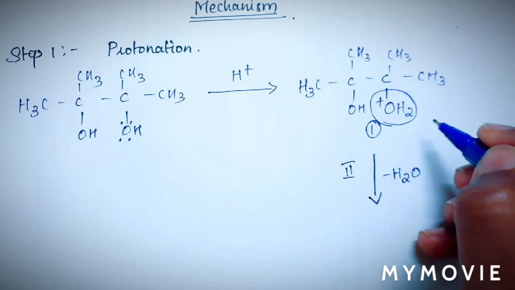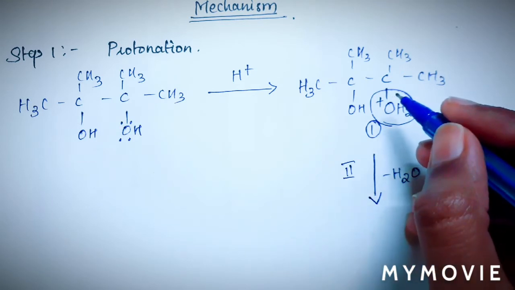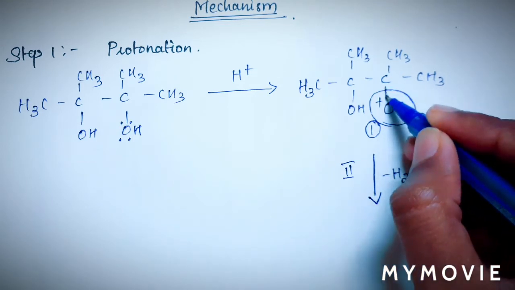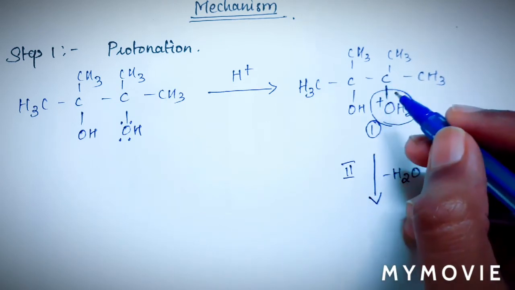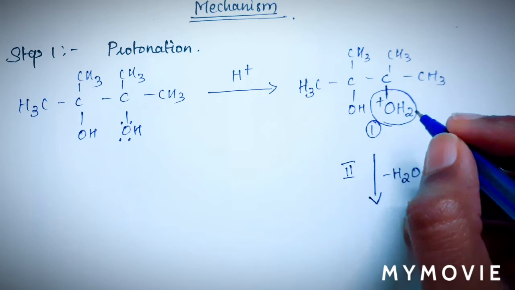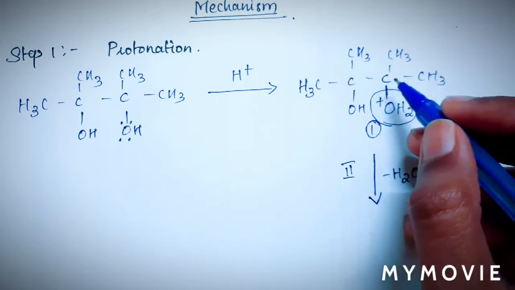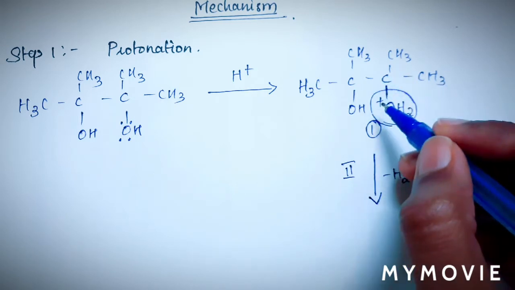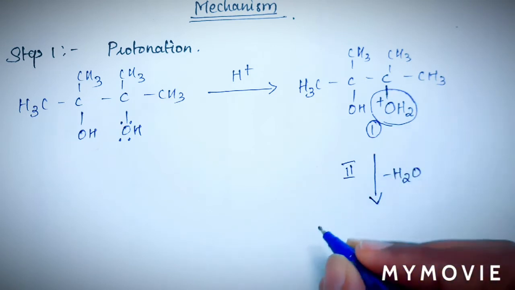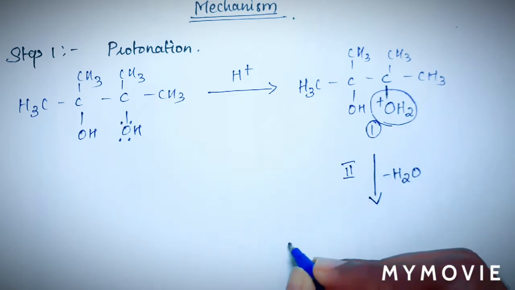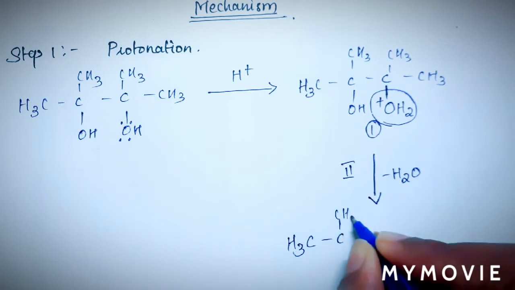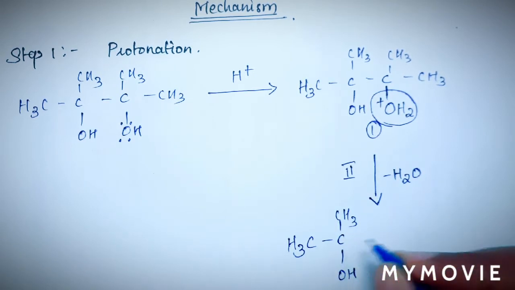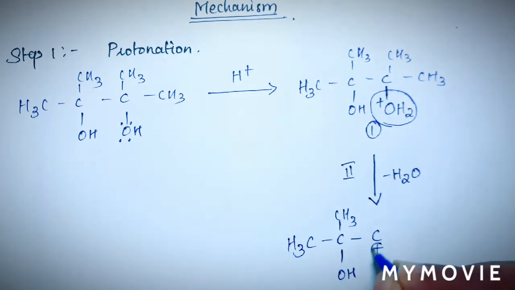So when it is leaving, it will take the electrons that form this bond. The electrons forming the carbon-oxygen bond will be taken away by oxygen. Thus, it will leave a positive charge on carbon, making it a carbocation. So the second product that you will get is a carbocation. CH3C, CCH3, OH. This part hasn't changed. Now this carbon will have a positive charge.